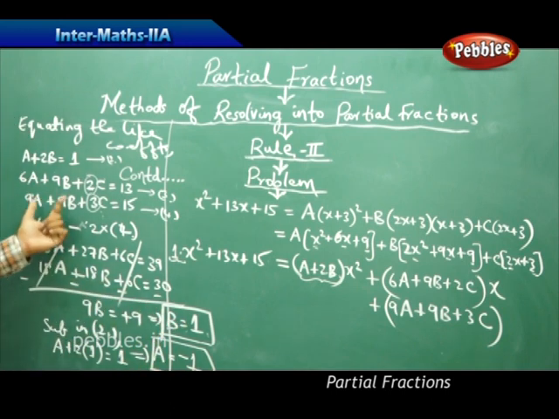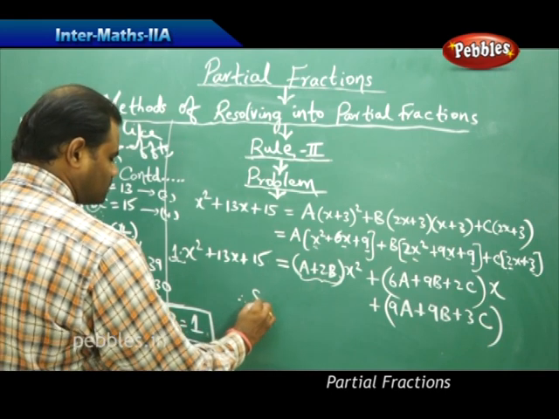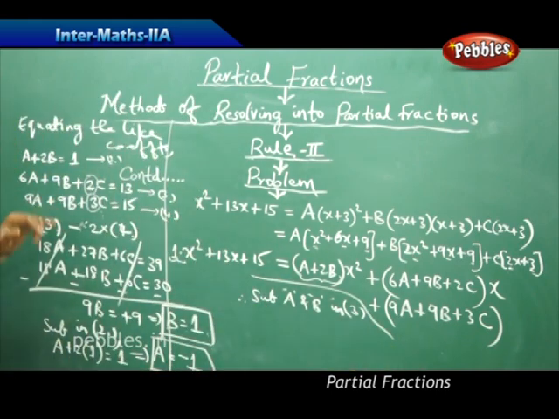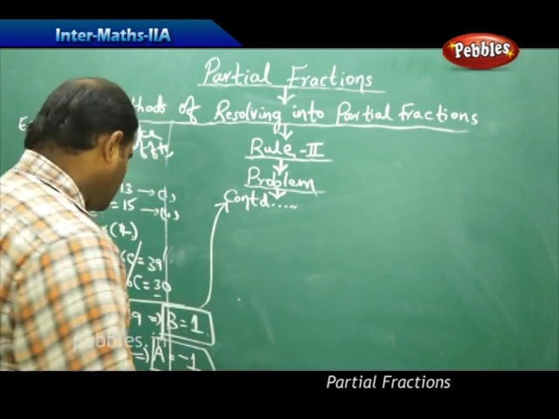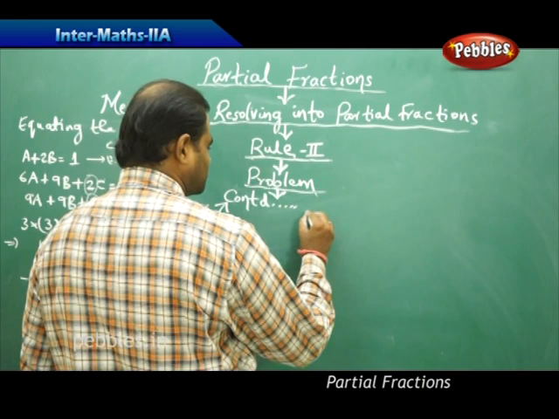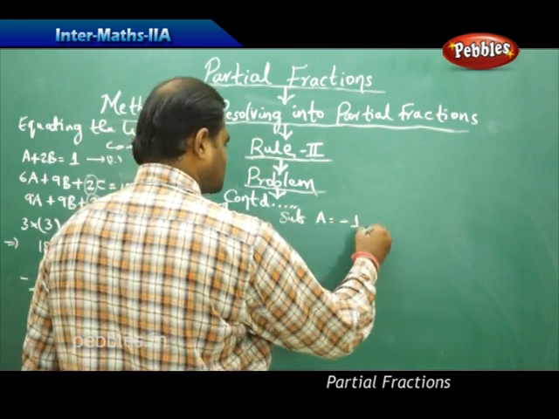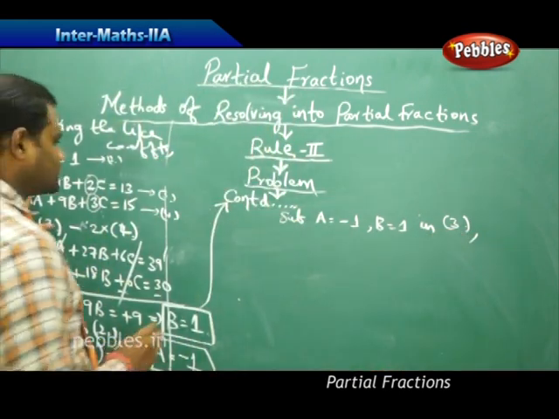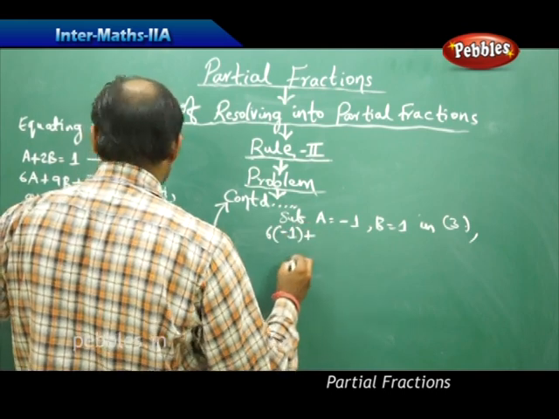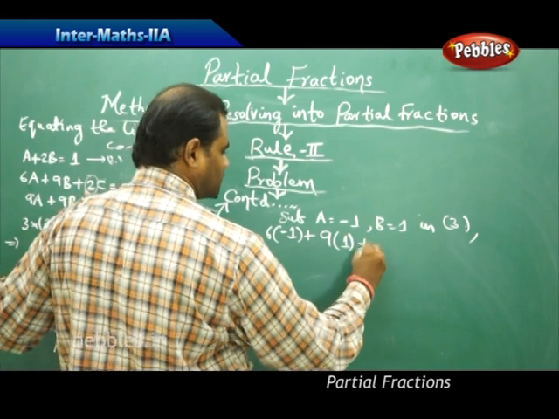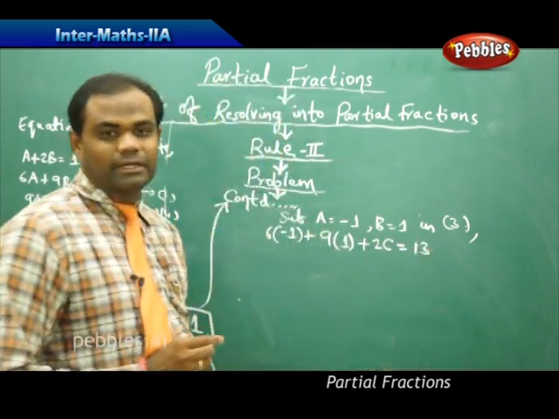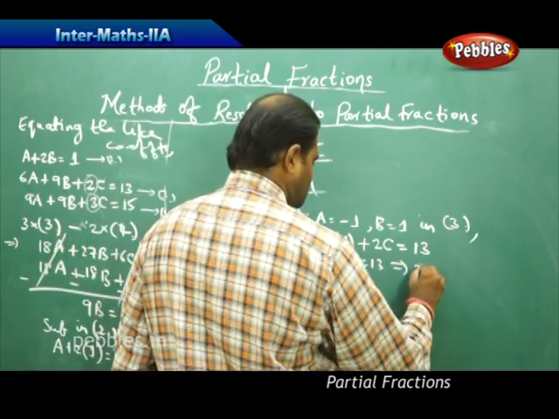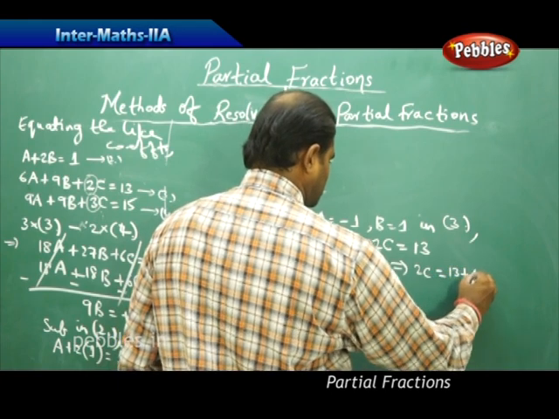It's very easy to substitute in one of the equations 3 and 4 and get c. Therefore, substituting the a and b values in equation 3, I get the value of c. So now that I got a equals minus 1 and b equals 1, in 3 I get 6 times minus 1 plus 9 times 1 plus 2c equals 13. That is minus 6 plus 9 plus 2c is 13, which on further simplification gives 2c equals 13 plus 6 minus 9.